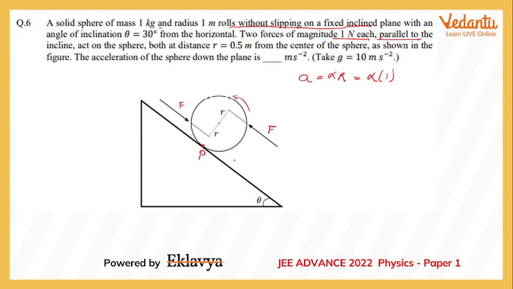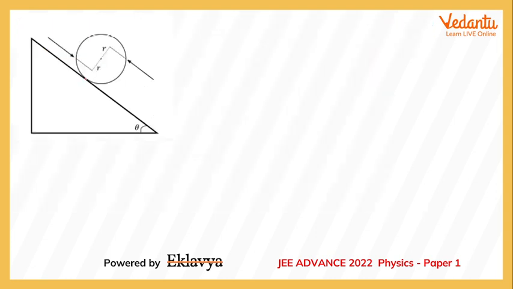To write the torque equation about this point, I need two things: the torque about this point and the moment of inertia of the solid sphere about this point. Let's calculate them. When I start calculating the torque about point P, what all things do I need to consider? The torque of this couple. I will write that as F into 2R, and that torque will be in anti-clockwise direction. I'm assuming that it is rotating in clockwise direction, so I'm going to put a minus sign here.